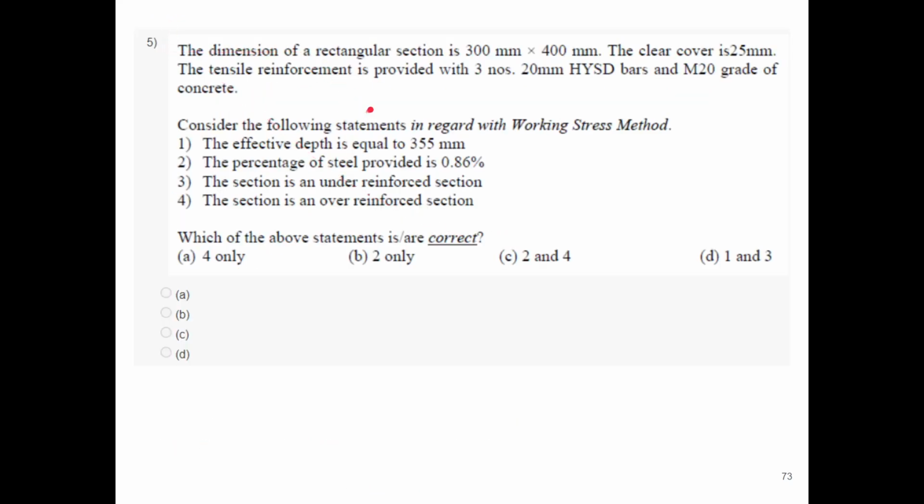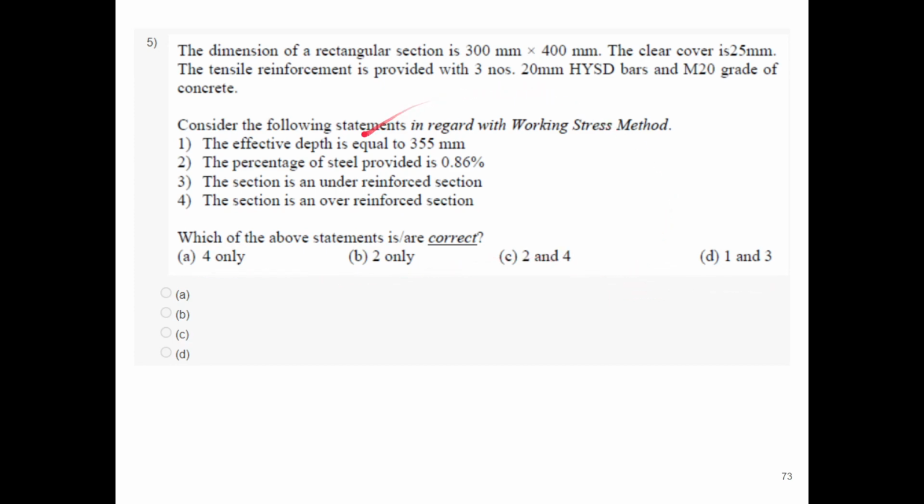Fifth question: the dimension of a rectangular section is 300 mm by 400 mm. The clear cover is 25 mm. The tensile reinforcement is provided with three numbers, 20 mm HYSD bars and M20 grade of concrete. Consider the following statements in regard with working stress method. 1. The effective depth is equal to 355 mm. 2. The percentage of steel provided is 0.86%. 3. The section is an under reinforced section. 4. The section is an over reinforced section. Which of the above statements is or are correct? A 4 only, B 2 only, C 2 and 4, D 1 and 3.